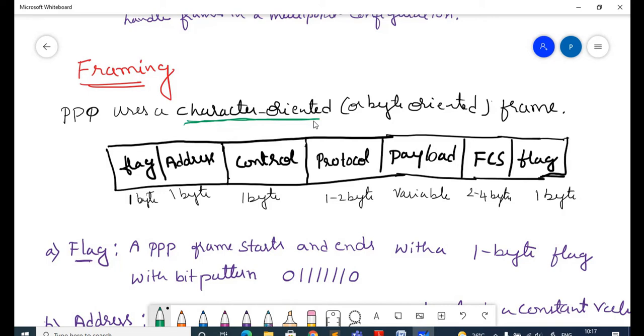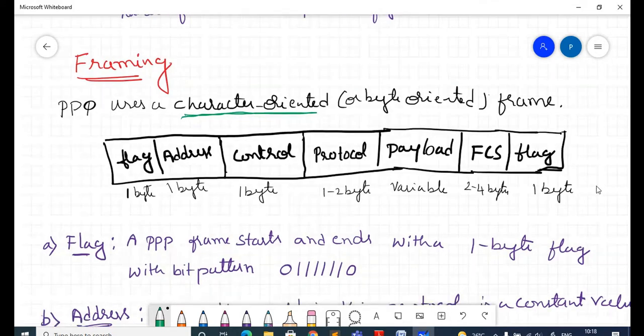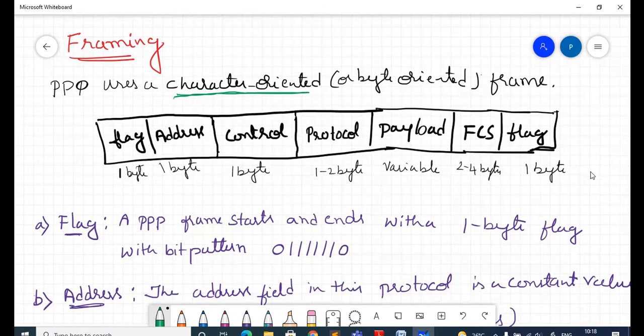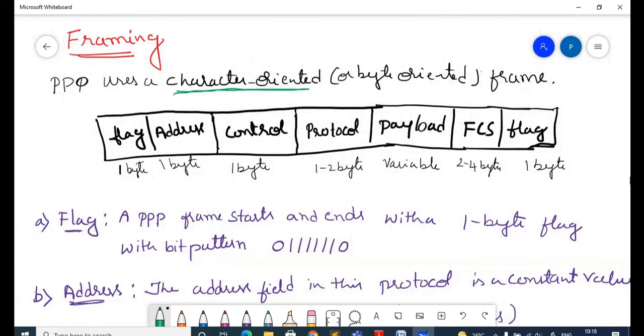Listen carefully. At the end of this class you will have one quiz, where I will cover all these points, whatever class I am taking now. The same content will be there in the quiz. So listen carefully. The point-to-point protocol is character oriented. If possible, note down the important points. It is also called a byte-oriented protocol.